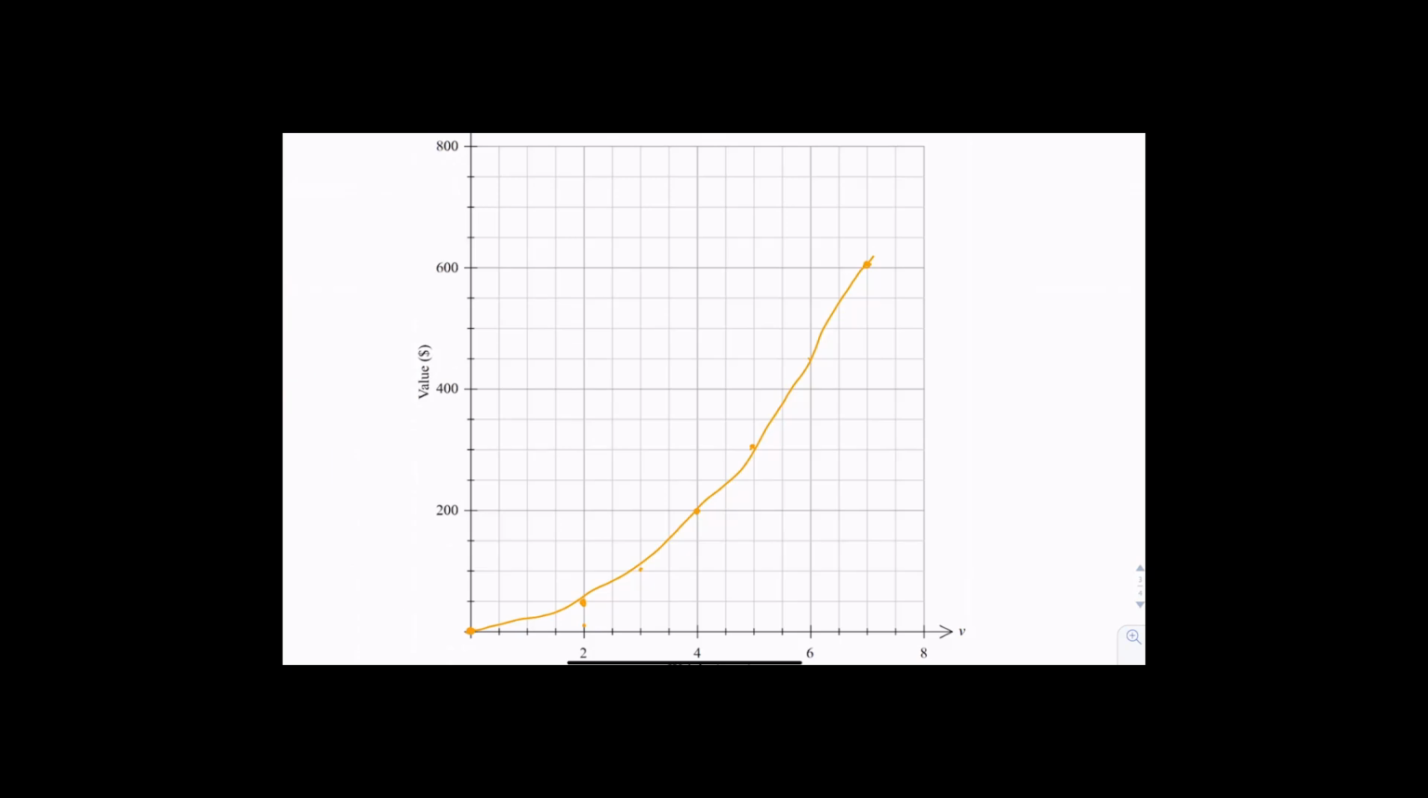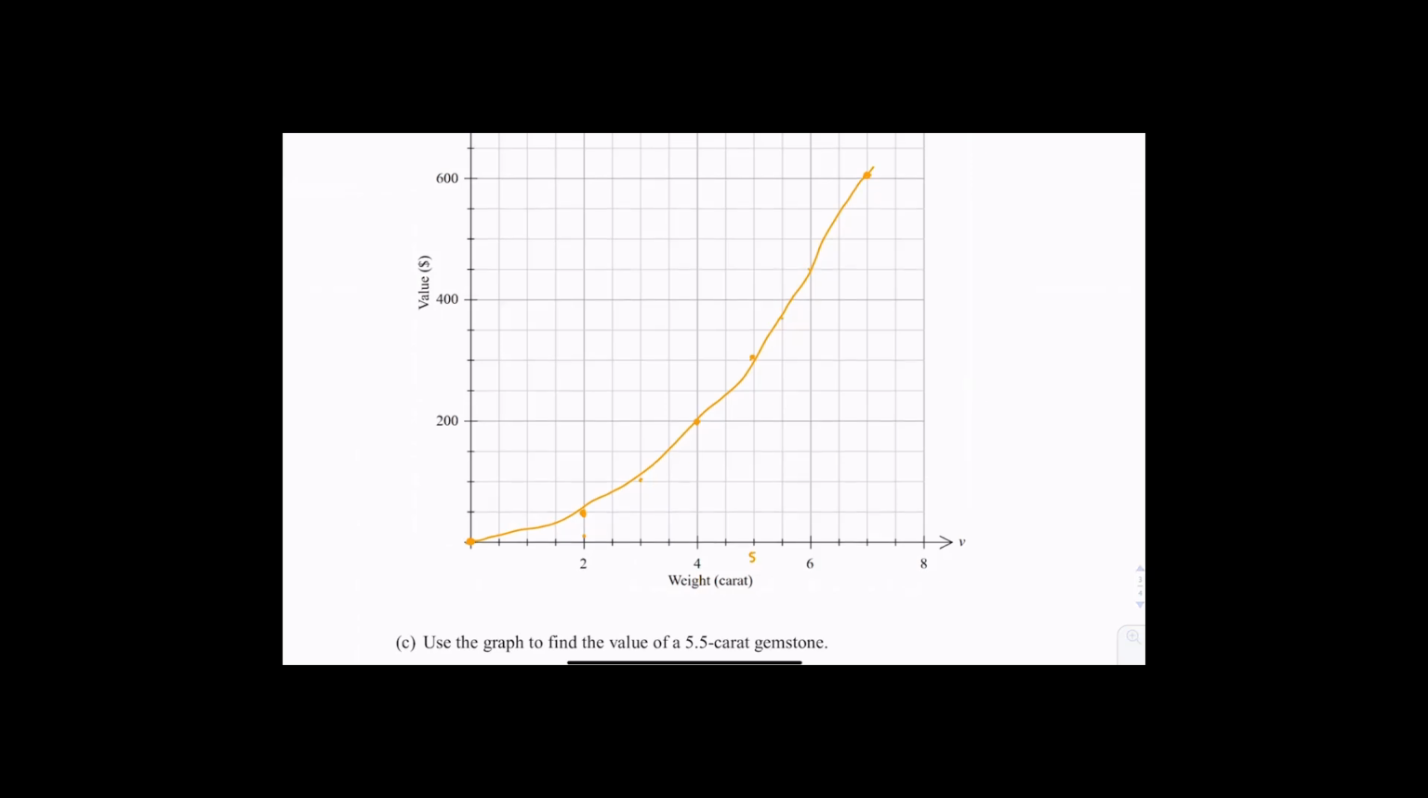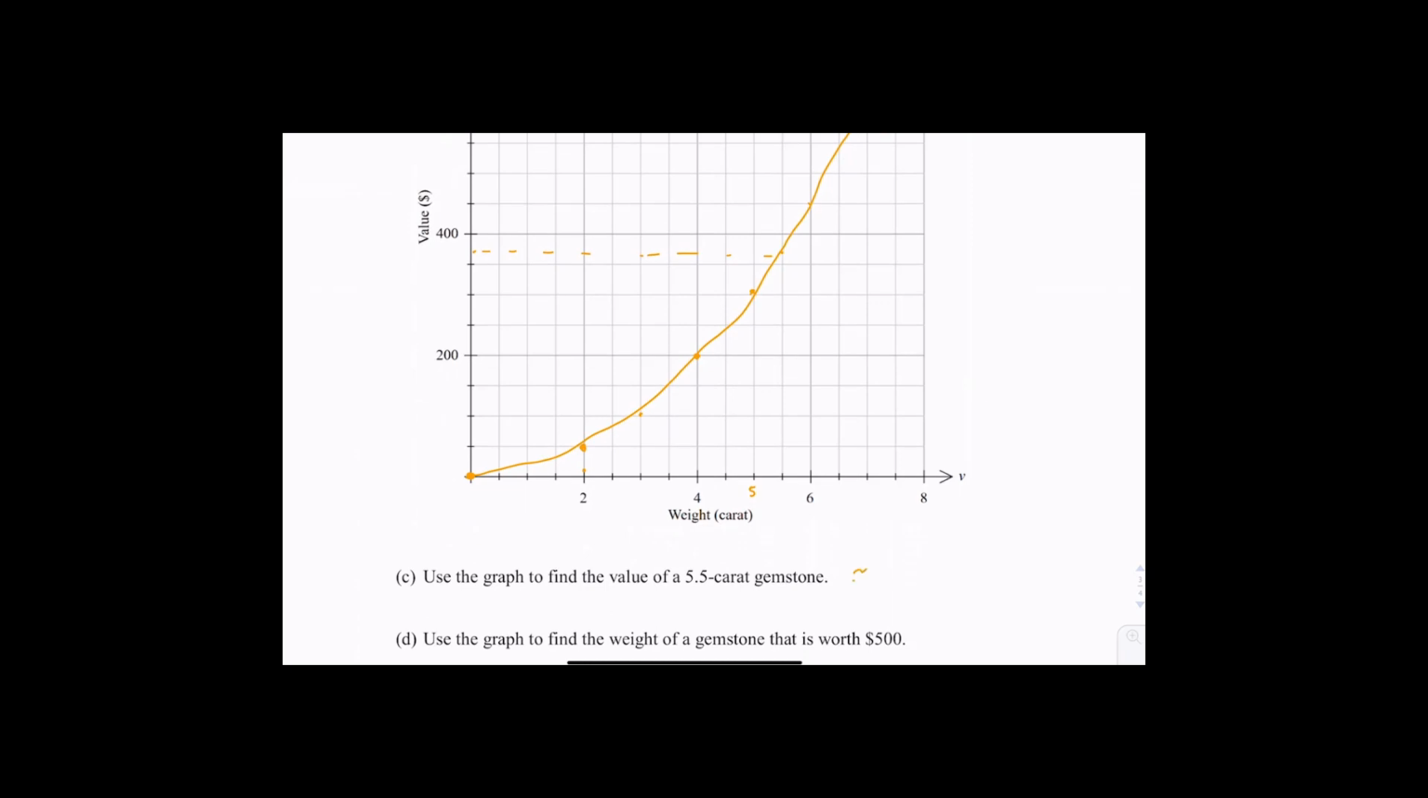So now we're just going to use our graph to answer 2 questions. The first question is, use the graph to find the value of a 5.5 carat gemstone. So to find 5.5, well, here is 5 and here is 5.5. I'm going to go up there and read off my graph, and it looks like it's approximately 300 and I don't know, so let's make that about $380.